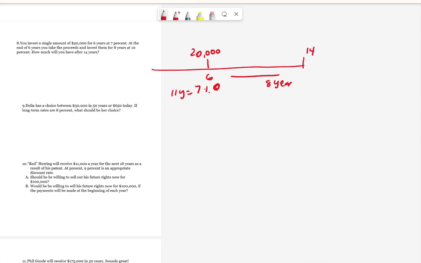So from here to year 6, whatever money we have there, we're going to invest that money and grow it for another 8 years, but the interest rate here is going to be different. In this case we have an interest rate of 7%, and when you take it here, your interest rate is 10%.